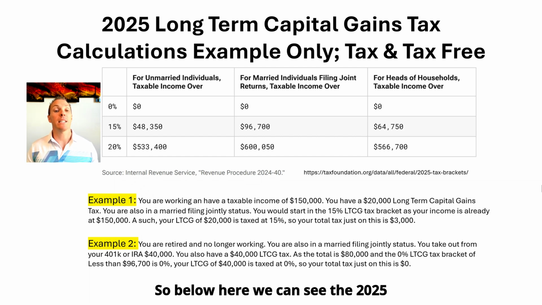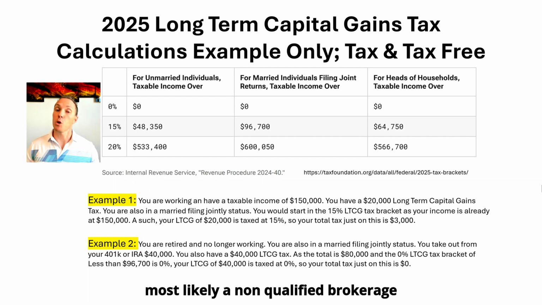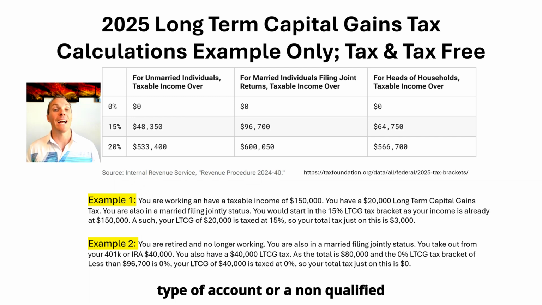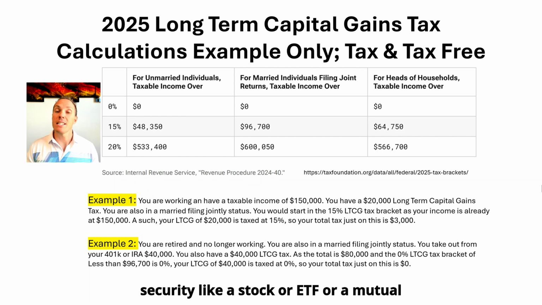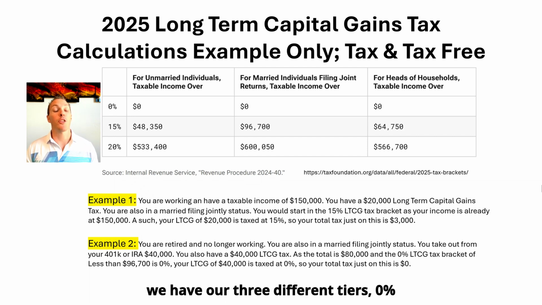So below here we can see the 2025 long-term capital gains tax rate chart. Now this is referring to not an IRA or a 401k or a retirement account, but most likely a non-qualified brokerage type of account or a non-qualified security like a stock or ETF or a mutual fund or something similar. Now below here, we have our three different tiers: 0% tax, 15% tax, and 20% tax, depending on that long-term capital gains tax income level.